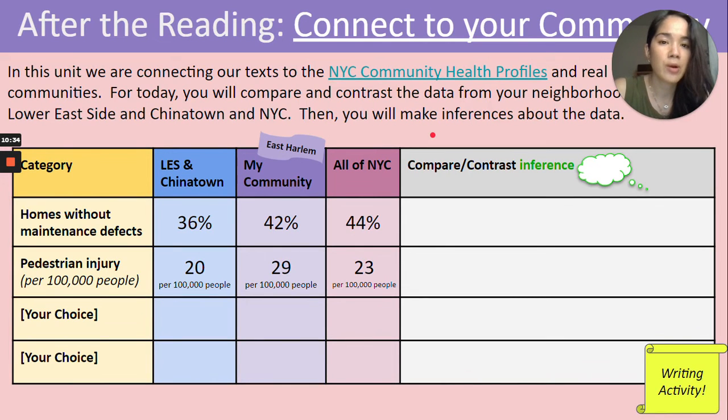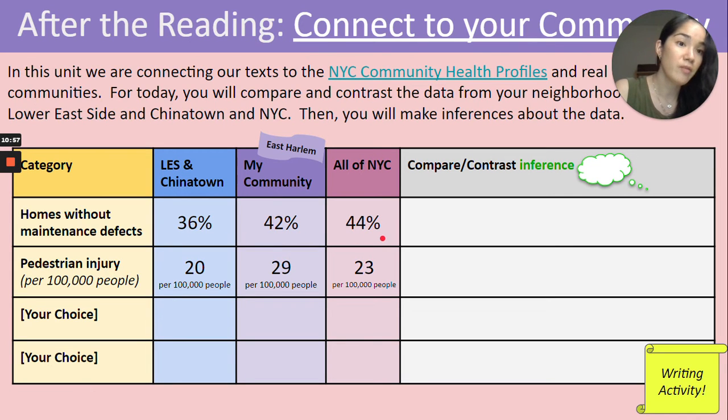Okay, welcome back. We're going to do the last step of our activity, which is to write down our inferences for comparing and contrasting these neighborhoods. The word inference here just really means, what do you think about this information? So let's use the category homes without maintenance defects. Let's look and see what we think based on these statistics.